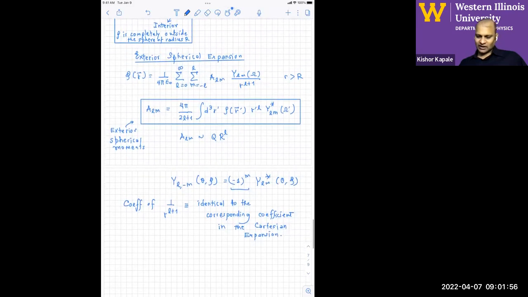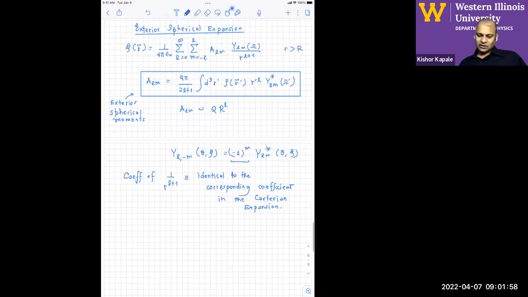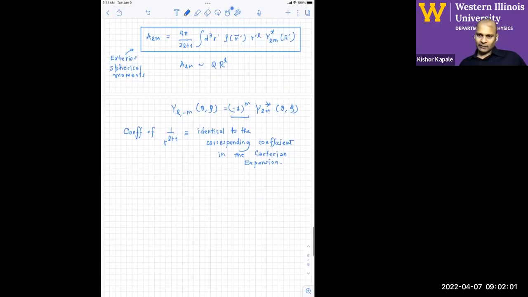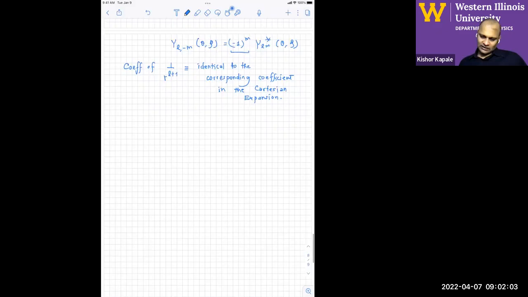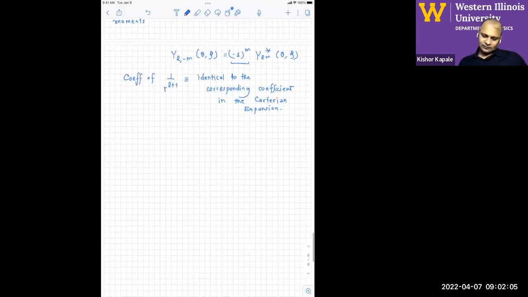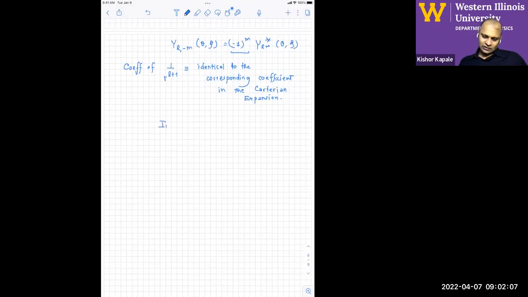Makes sense? So this is exterior because we chose r prime to be smaller than r. Now let's take a look at the interior and see how the expression changes.